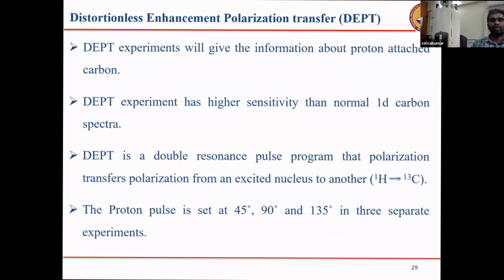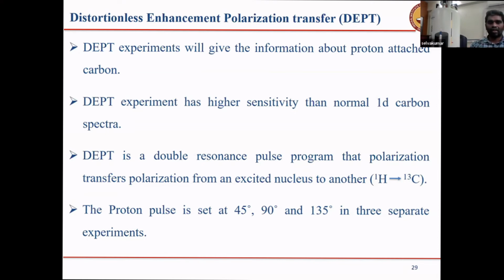Next, DEPT experiments, distortionless enhancement by polarization transfer. This is also a simple 1D NMR spectrum. DEPT experiments give information about proton-attached carbons. The DEPT experiment has higher sensitivity than the normal 1D carbon spectrum. DEPT is a double resonance pulse program. Polarization is transferred from one excited nucleus to another. For example, here proton polarization is transferred to the carbon NMR spectrum. That's why its sensitivity is higher than the carbon.